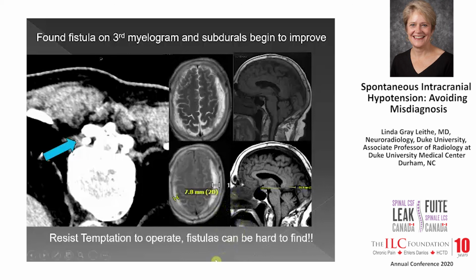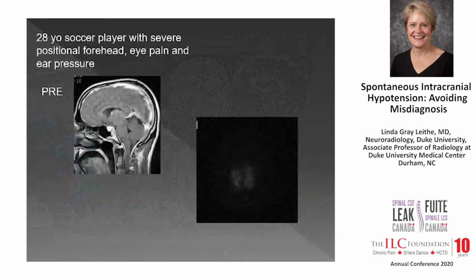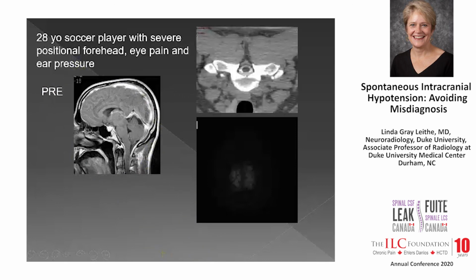This was a 28-year-old soccer player who developed severe positional headaches in his forehead, involved his eye, and he had ear pressure. Clearly, he's got intracranial hypotension. He headed a lot of balls while he was playing soccer and fell, I'm sure. And here is a small disc at the T12 level that is causing a ventral CSF leak that we're seeing right here. Now, this was treated. He was surgically treated, and this was repaired.